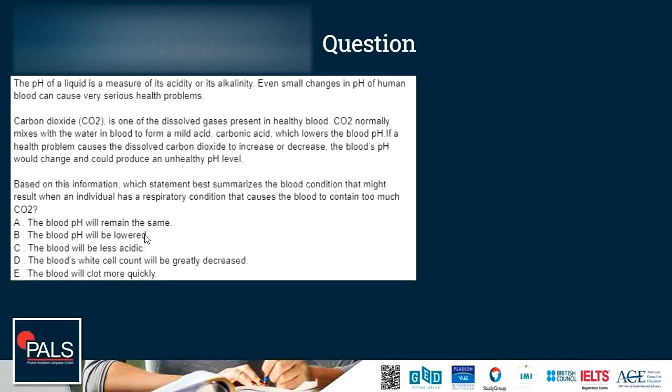Now the pH scale goes from 0 to 14, and anything below 7, so from 0 to 6, is acidic. The lower the pH, the more acidic it is. 7 is neutral, and anything from 8 to 14 is alkaline, with 14 being very alkaline and 8, 9 only mildly.